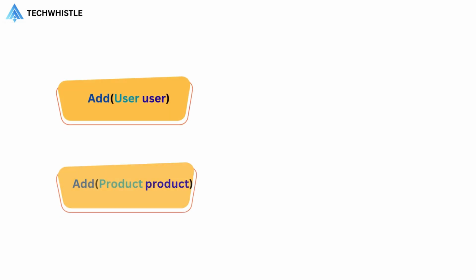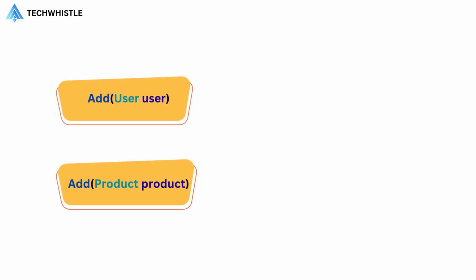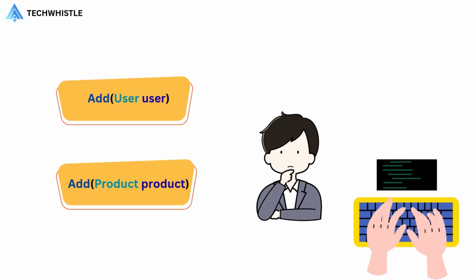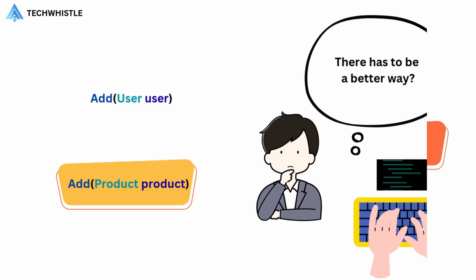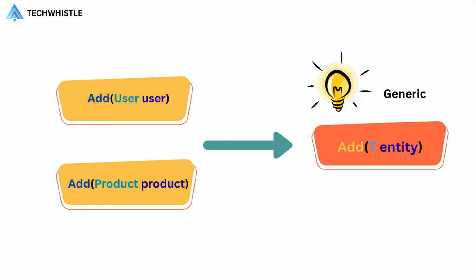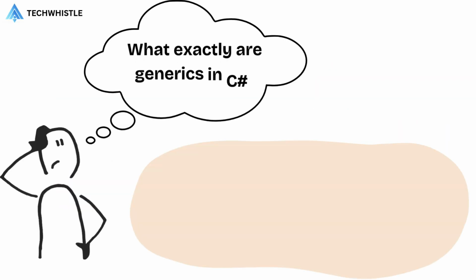Have you ever written the same class or method twice, once for user, once for product, and thought, there has to be a better way? That's exactly why C# generics exist. In this video, I'll show you what generics are, why they save you time, and how to apply them in real-world projects. All right, let's start with the big question.